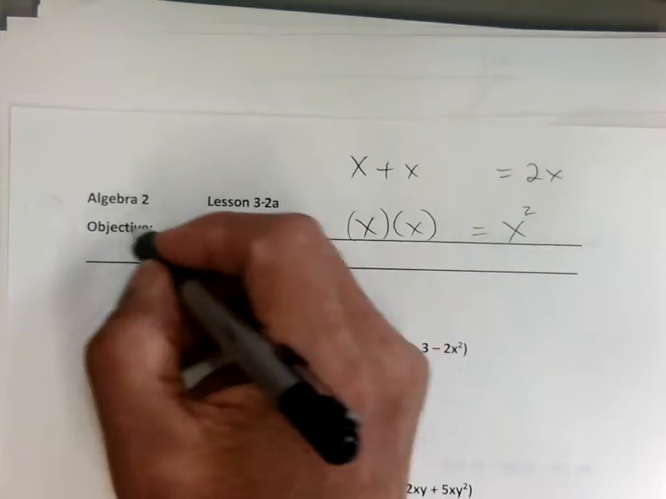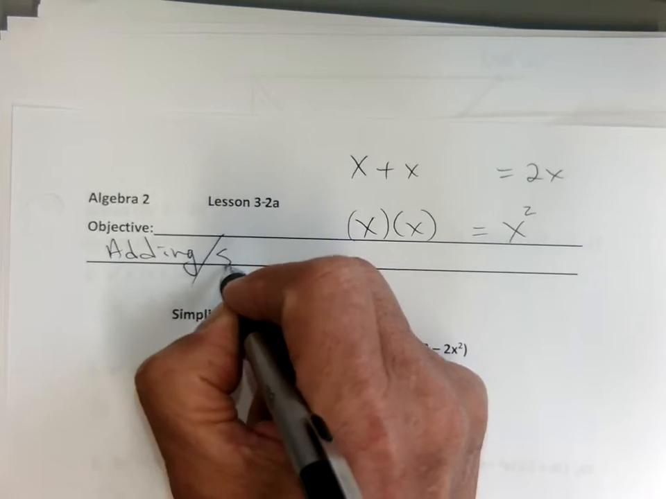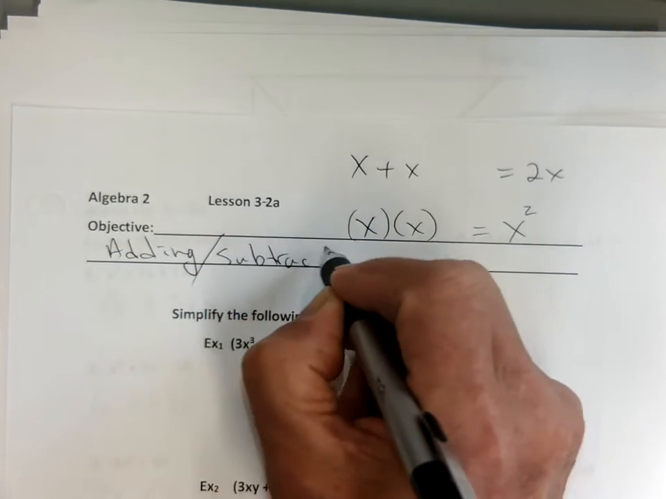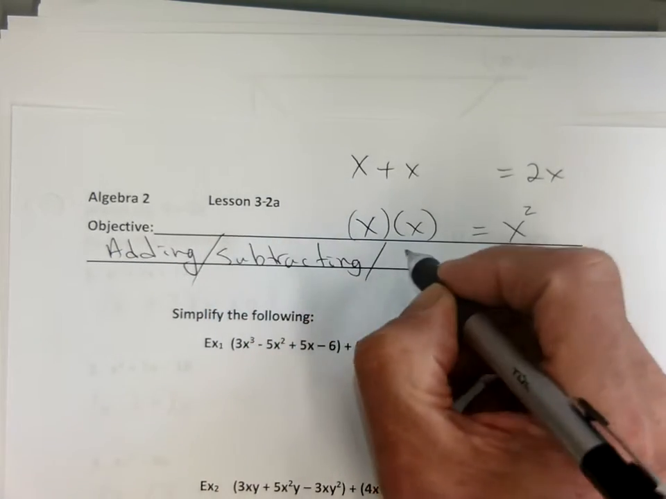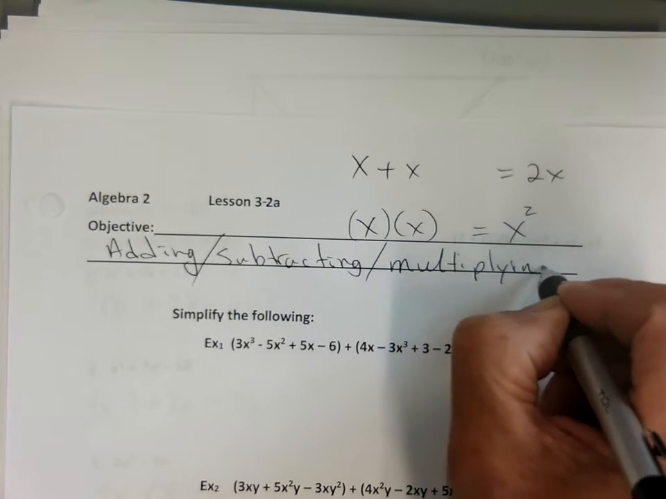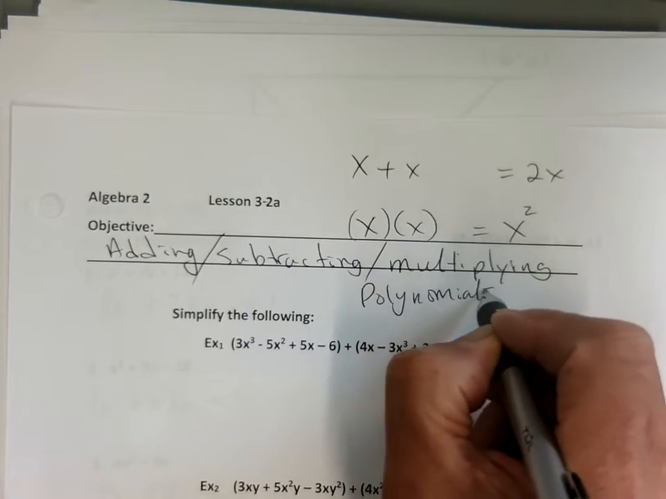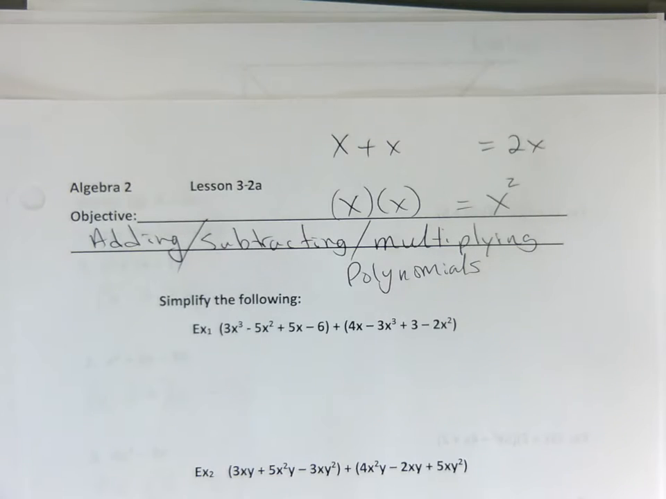So what we're doing today, we are going to be adding, we're going to be subtracting, and multiplying polynomials. So on Friday, we talked about polynomials. They're all these x's and y's, but they always have to have whole number exponents, right? These are polynomials because the exponents are whole numbers.